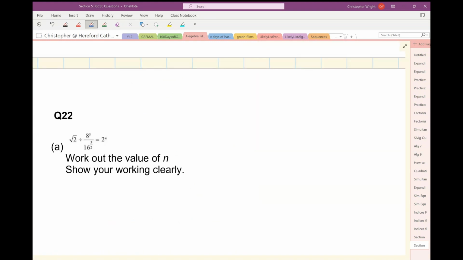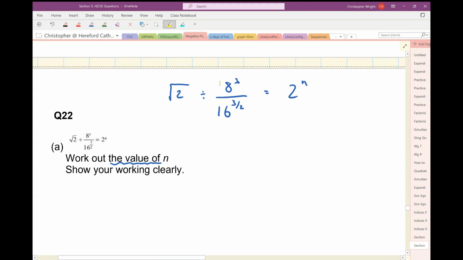Question 22, right, we're definitely in the realm of grade 8, grade 9 here. What have we got? Well, we've got the square root of 2 divided by 8 cubed over 16 to the power of 3 over 2 equals 2 to the power of n, and we're being asked to work out the value of n. So what we're being asked to do is take the left-hand side and write that as 2 to the power of something. So what we're going to do is take the left-hand side and write it all in base 2.